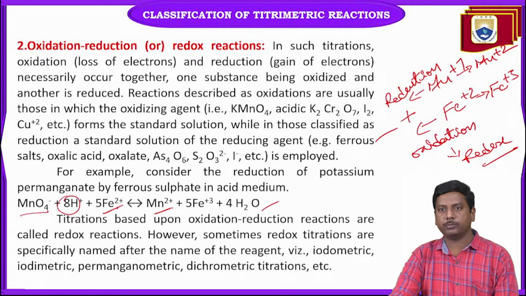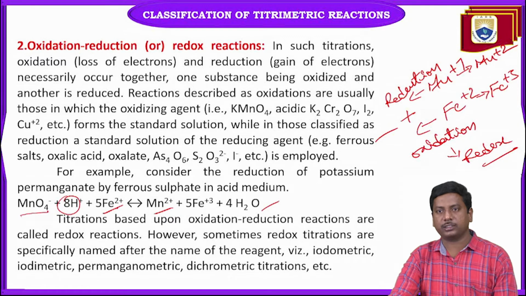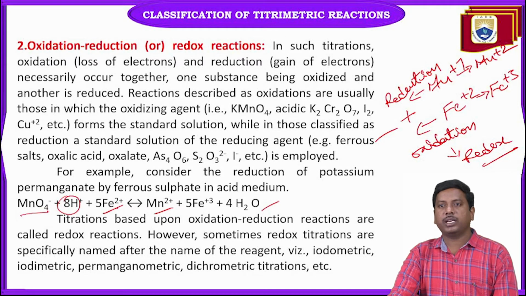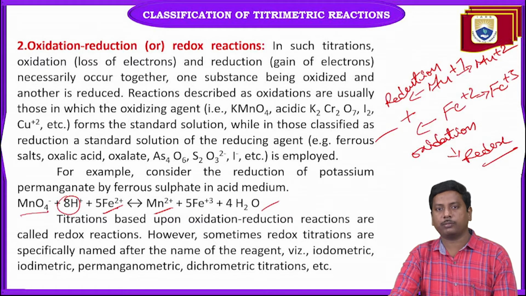Titrations based upon the oxidation reduction reactions are called redox titrations. However, sometimes redox titrations are specifically named after the name of the reagent. For example, iodometric depends upon the iodine involved, and permanganometric means potassium permanganate is involved in the chemical reaction, and dichromatic titrations.